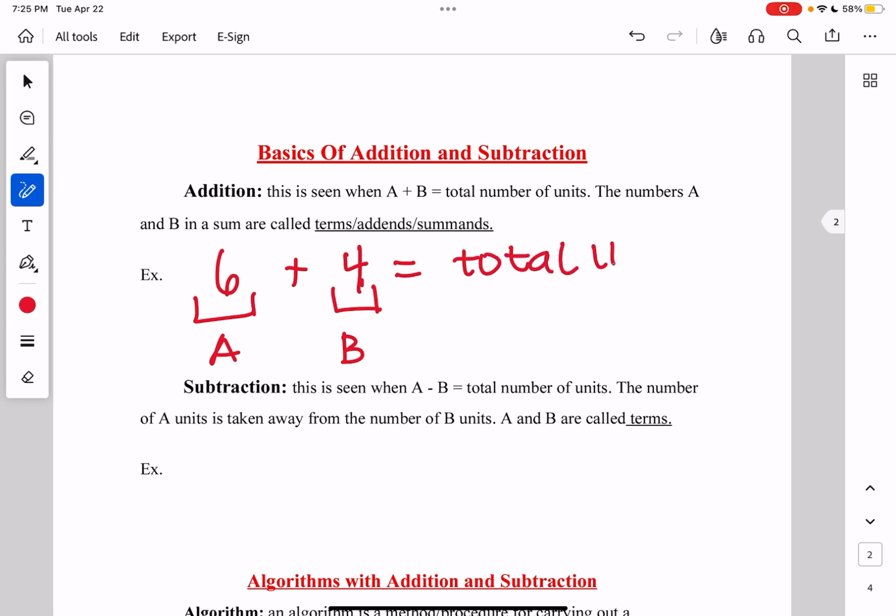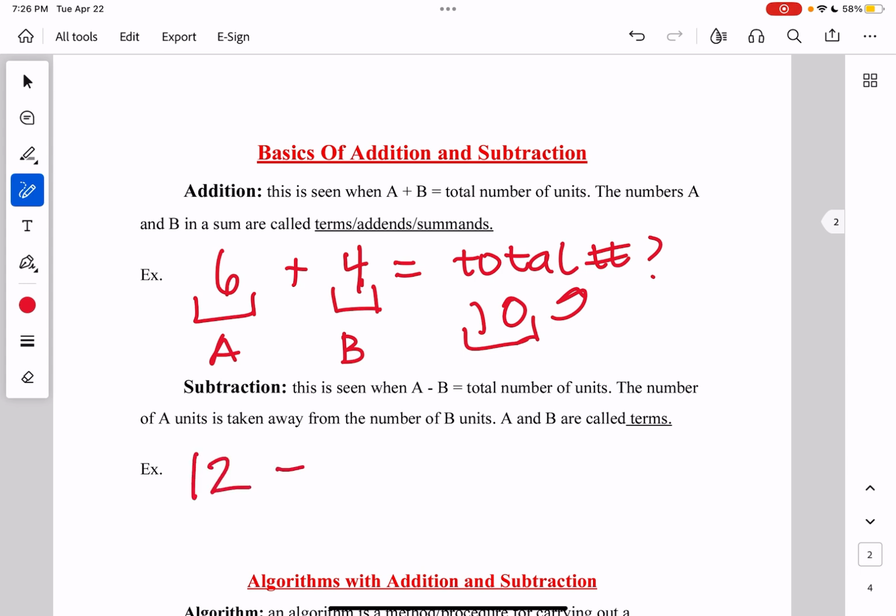So we're trying to find this. So this is a big question mark. So 6 plus 4, just for the problem, it is 10, and then 10 would be our total number of units. For subtraction, this is seen when a minus b equals the total number of units left. The number of b units is taken away from the number of a units, and a and b are called terms.